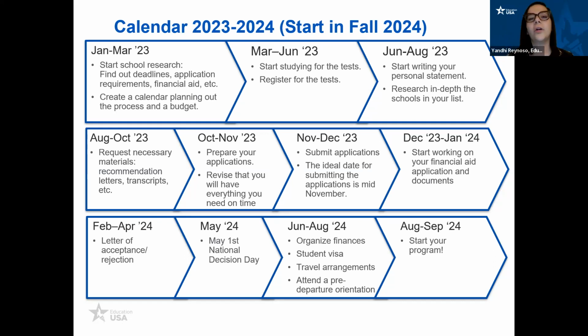By now, I think the only option would probably be submitting an application to a community college. But if you still have the time and you want to start a program by next fall or later, then most likely this will be the calendar that we will be following.